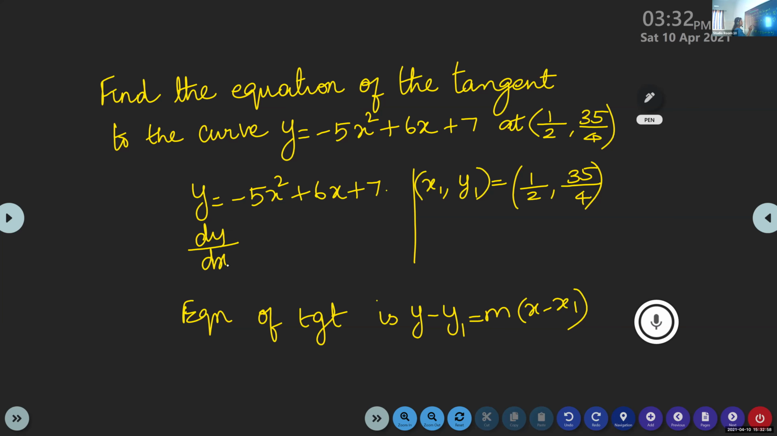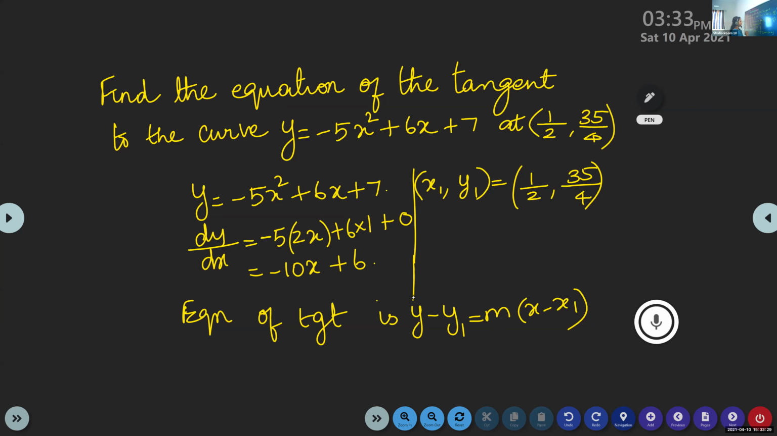So what is dy by dx? Minus 5 into the derivative of x square, which is 2x, plus 6 into the derivative of x, which is 1, plus the derivative of 7, which is 0. So we get dy by dx is minus 10x plus 6.